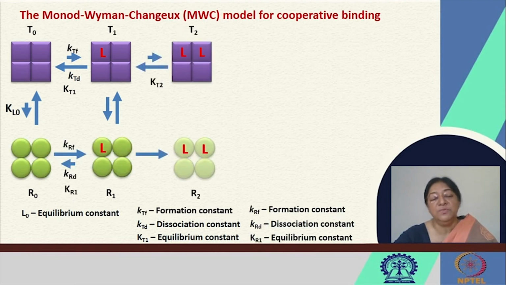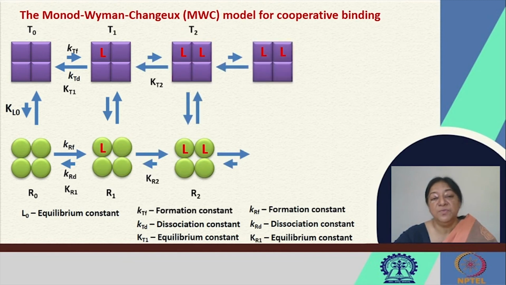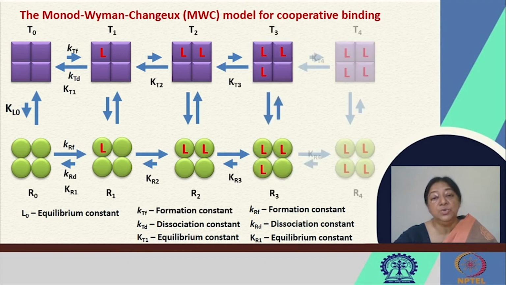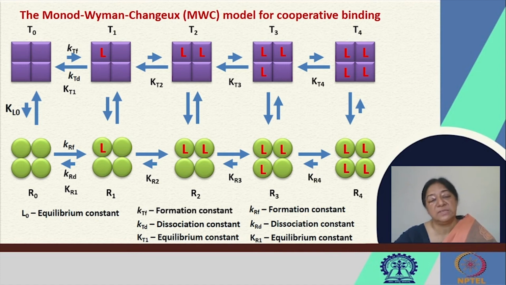If we look at all the four cases, we have the four ligands or the four oxygen molecules that can bind to the different states, and we can have an all or none state where we would have a tense and a relaxed state for the oxygen binding.